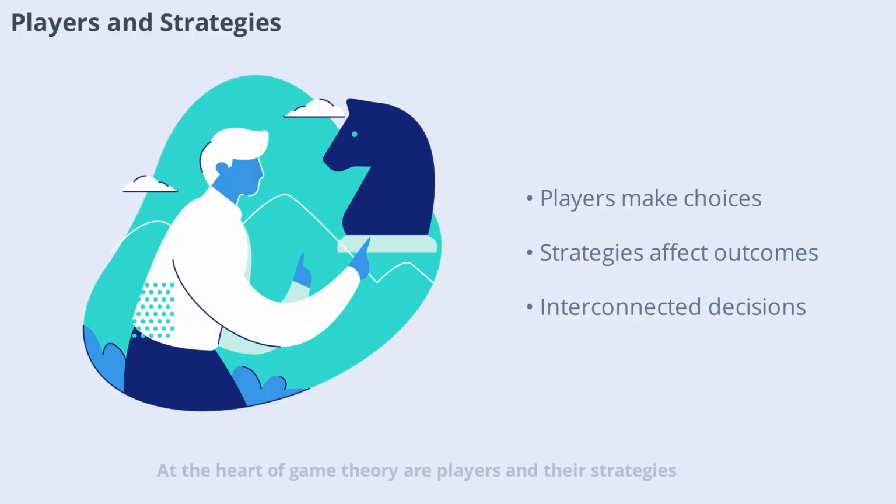The heart of game theory is players and their strategies. Players can be individuals, companies, or even countries, anyone making decisions in a strategic setting. Each player has a set of possible actions known as strategies. The choices they make can affect not only their own outcomes but also those of others. For example, in a business rivalry, each company must decide whether to lower prices, invest in advertising, or innovate. These decisions are interconnected, and understanding this web of choices is what makes game theory so powerful.